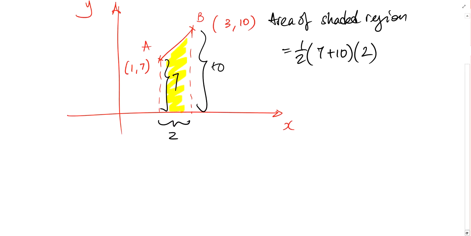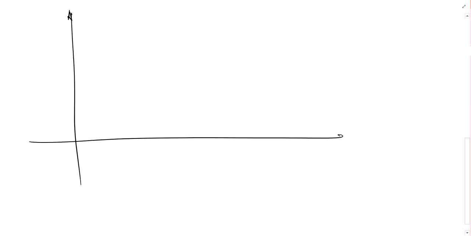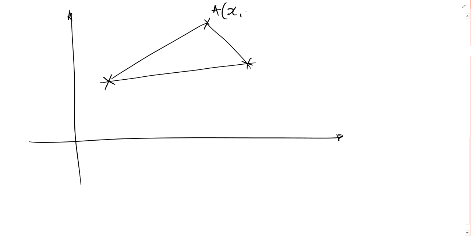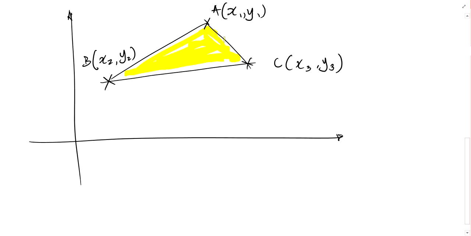Now, if I have a triangle like this with the coordinates x1, y1 is A, x2, y2 is B, and x3, y3 is C. If I have a triangle like this, are you able to find the area of this triangle? Yes. How? Draw dotted lines down. Okay, let's drop perpendicular lines down. Okay, so what this means is that this is x2, this is x1, and this is x3.